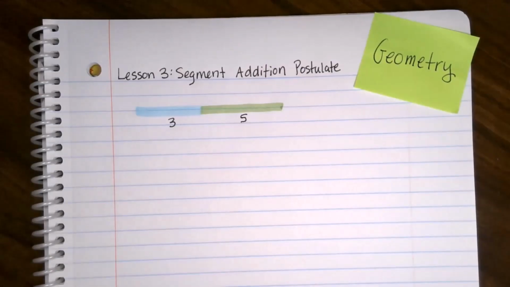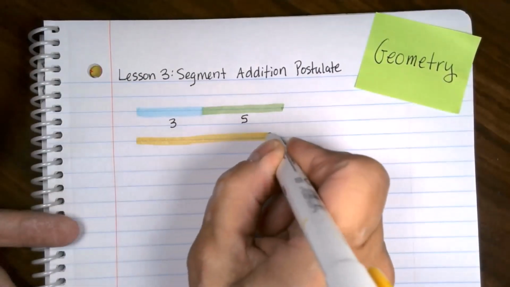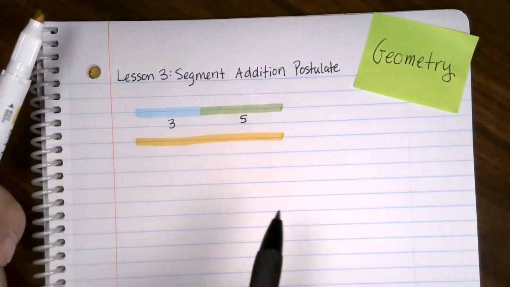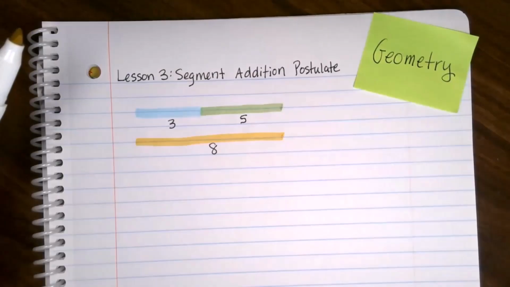And you're all like, well, it's got to be 8. Just in case you don't see it, we're talking about the length of those two things combined. And so you figure that out by going 3 plus 5 and you get 8. That's the segment addition postulate. Pretty simple, but of course, we're going to make it a little more complicated. I'm going to work 3 problems for you, and then I'll give you some practice problems to do.